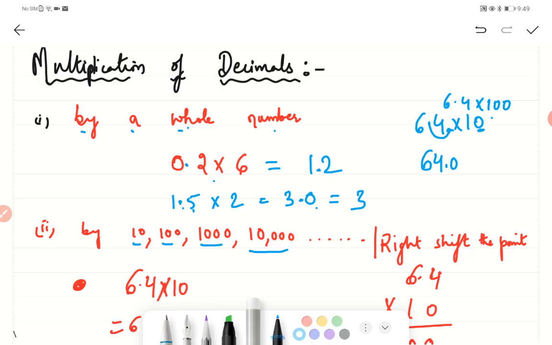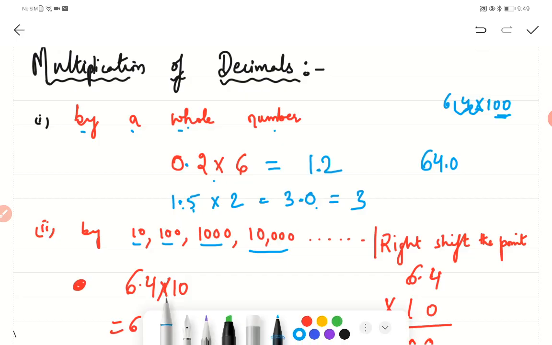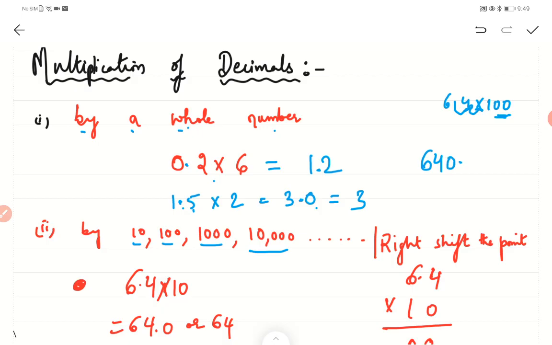Now I will take 6.4 multiplied by 100. So what is your answer? You have two zeros here, and the 100 has two zeros, isn't it? So your point will shift two positions, one and one more position. So it is 640.0. What you had was 6.4, and if we are multiplying with 100, two digits, it will shift. Before, the point was at this position, and now after two digits it got shifted to this position.